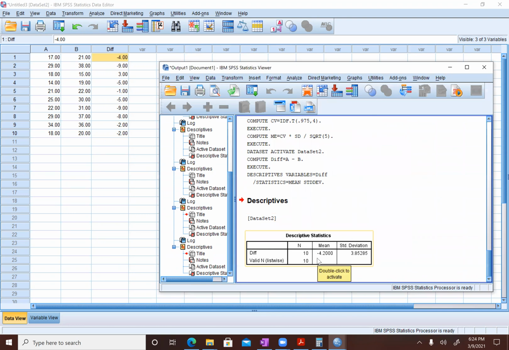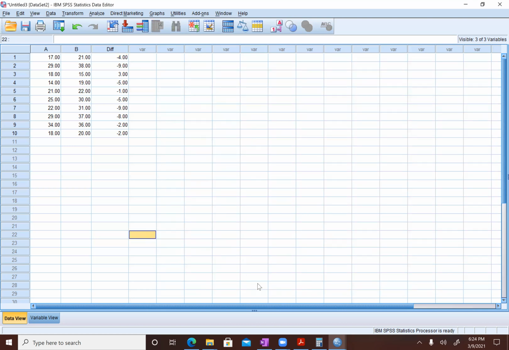So you get a mean value of minus 4.2. That means internet A is taking less time in your sample. But there's a standard deviation, and sometimes it's not really true. So based on this, you want to say, what is the confidence interval? Let's say you want to put it at 95% level. So how would you do it?